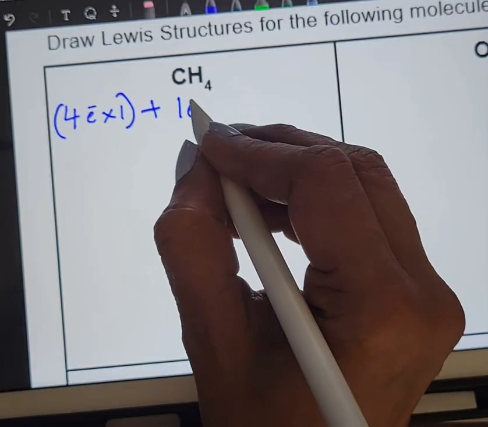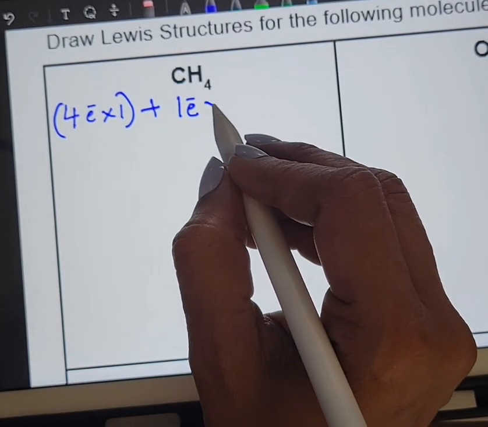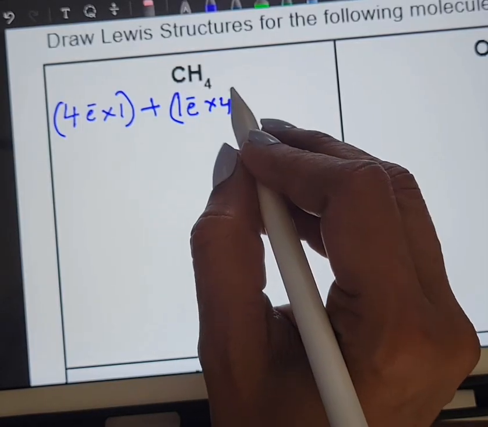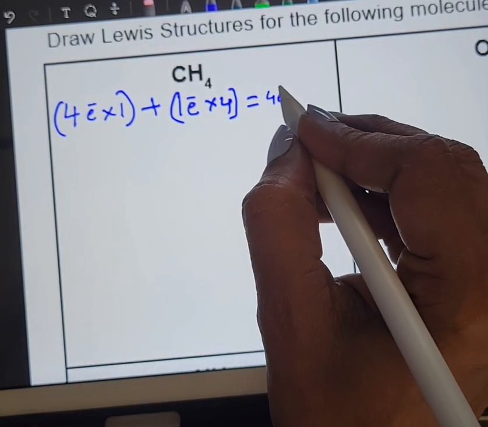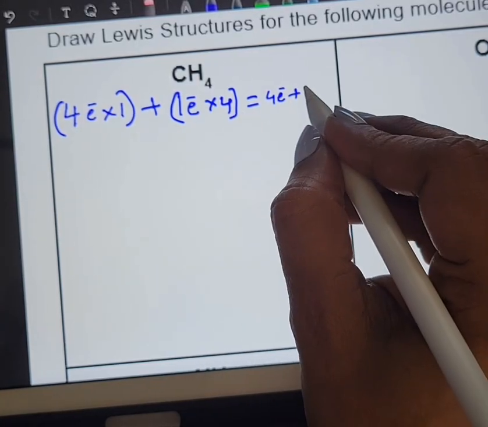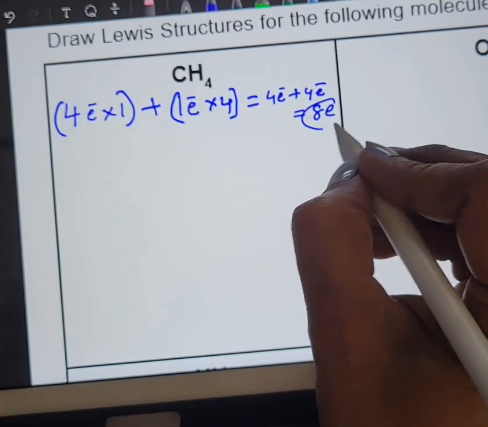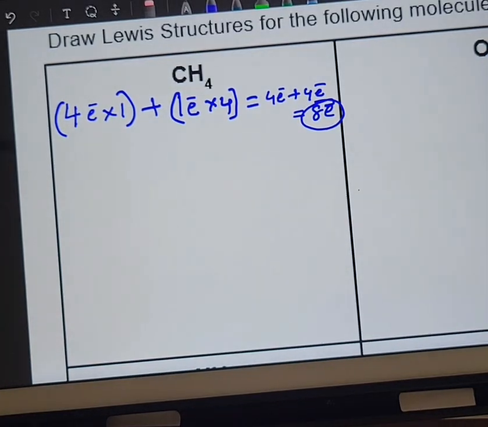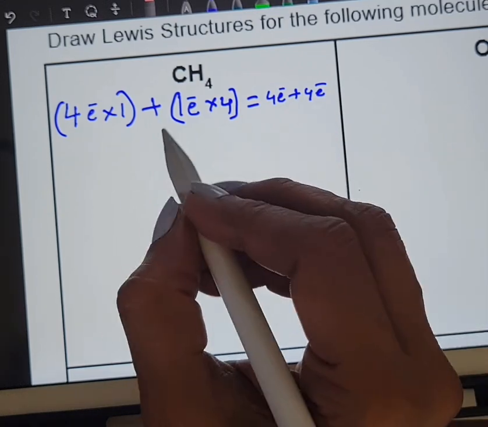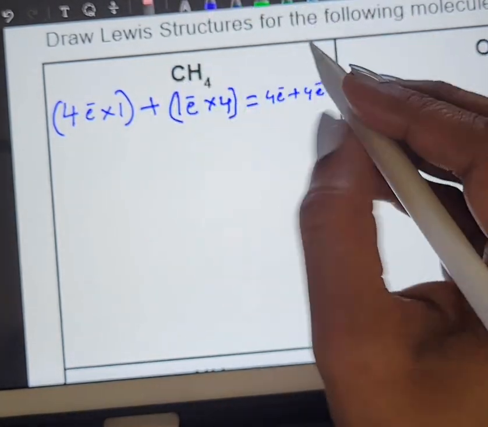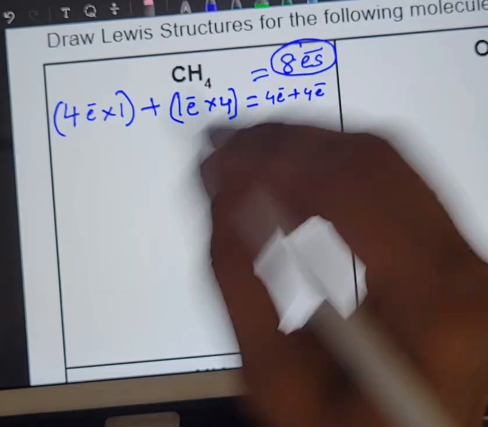Hydrogen has only 1 valence electron. And how many hydrogens do you have here? 4. So multiply with 4. Then solve this. 4 times 1 is 4, plus 1 times 4 is also 4. So in total, how many electrons do we have? We have 8 electrons.